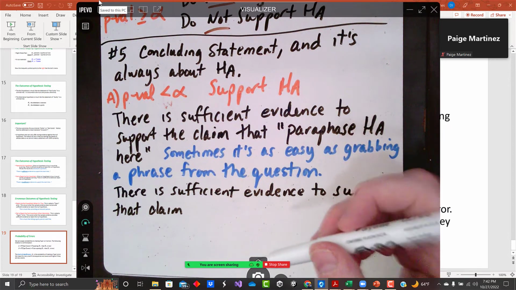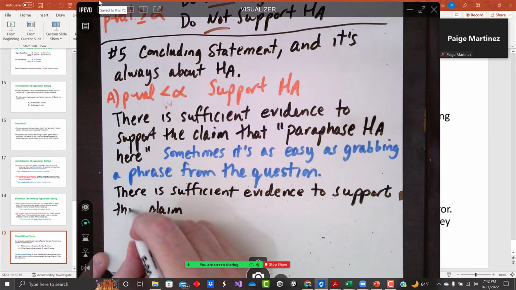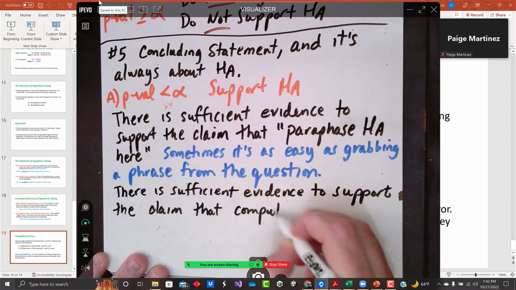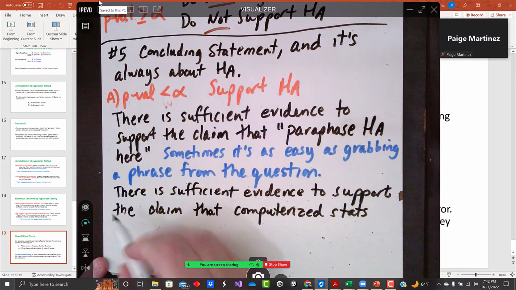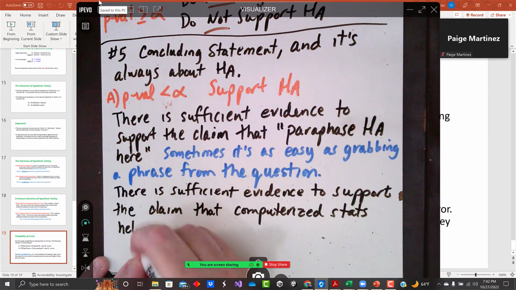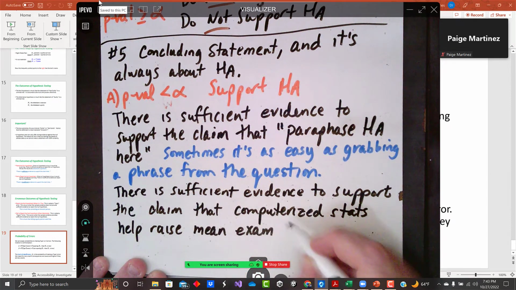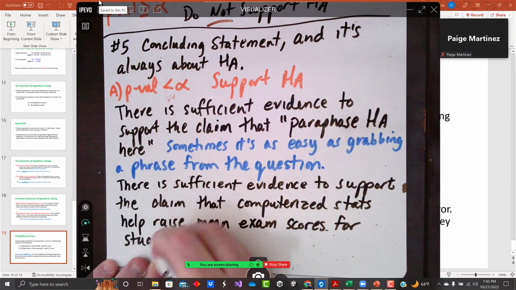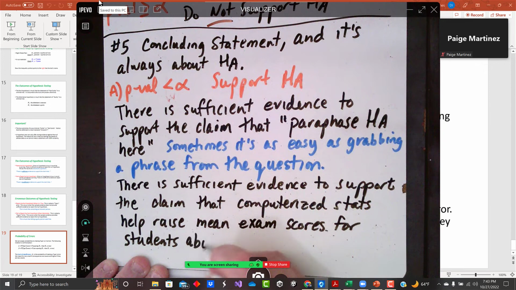The claim was that the computer programs in class help it support the claim that computerized statistics help raise mean exam scores for students. And I could be very specific. I could say above 73%.